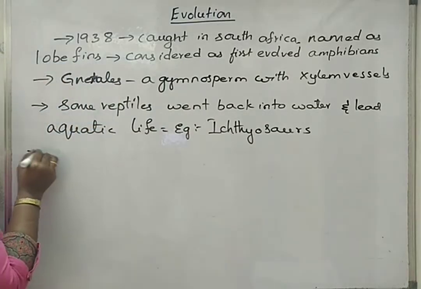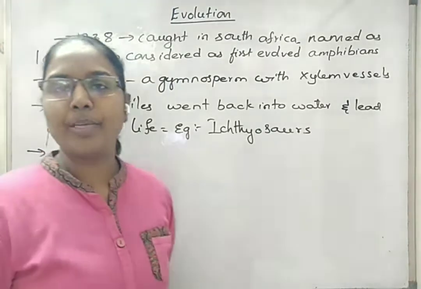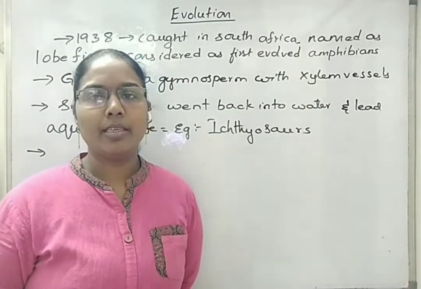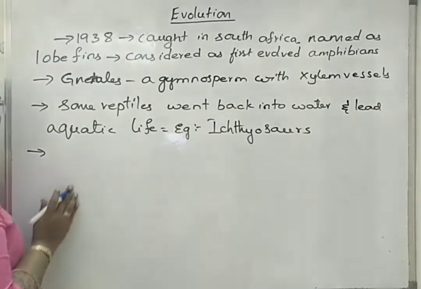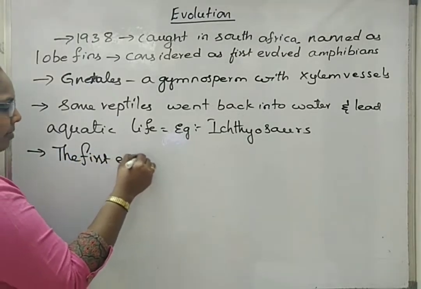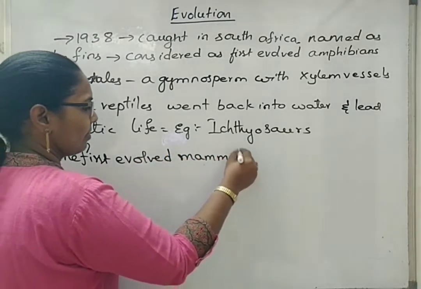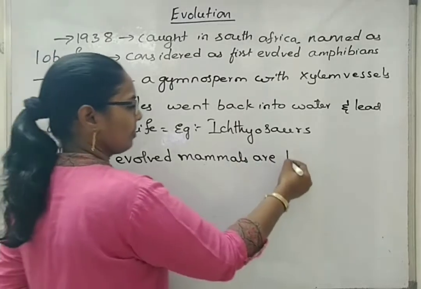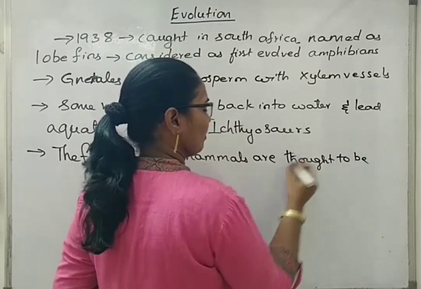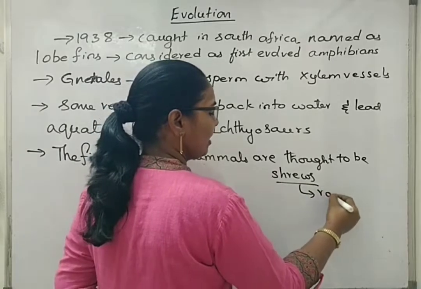Next, another example is the first evolved mammals, which are considered to be shrews. Shrews are rat-like animals. What are these shrews? Rat-like animals.